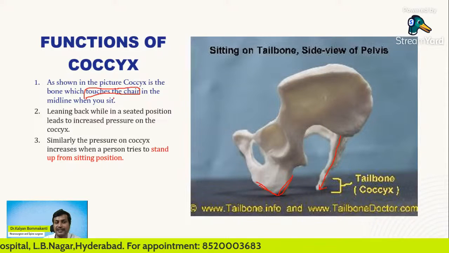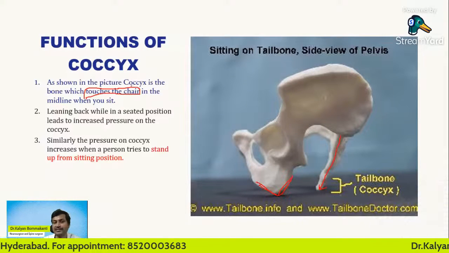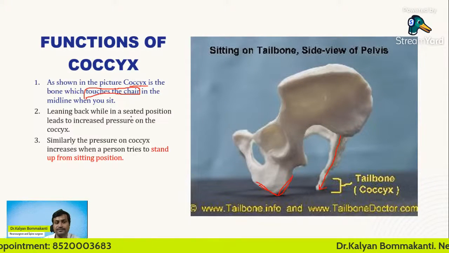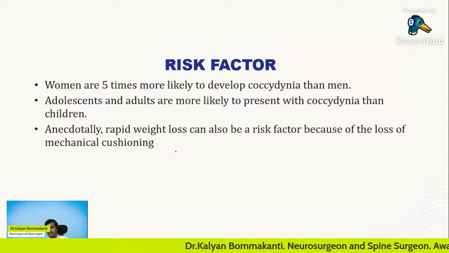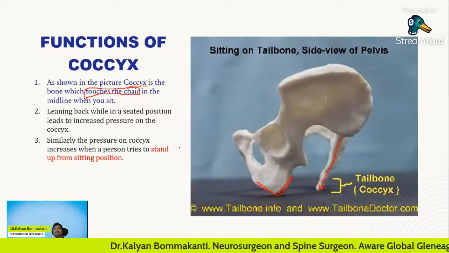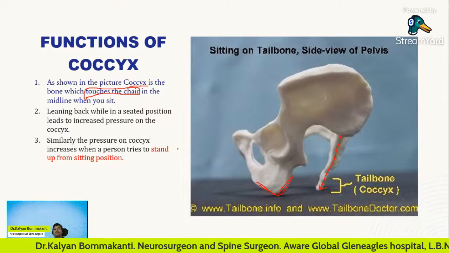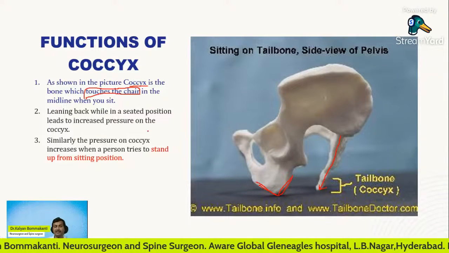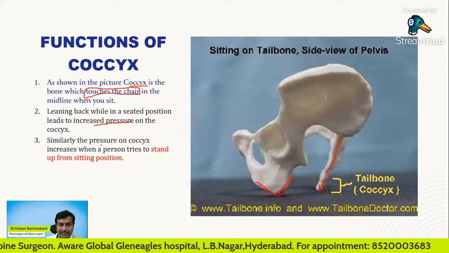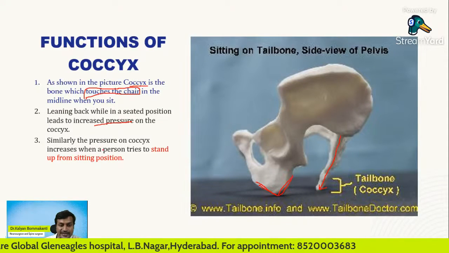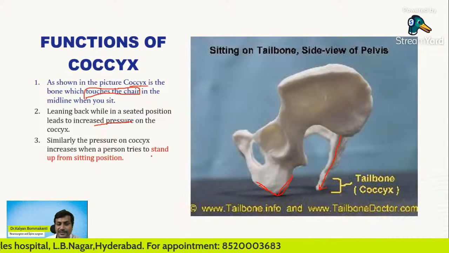And in the midline, what touches the chair? That is the coccyx. So particularly when you lean backward in the sitting position, the way I am sitting now, it leads to increased pressure on the coccyx. Similarly, the pressure on the coccyx increases when a person tries to stand up from the sitting position.